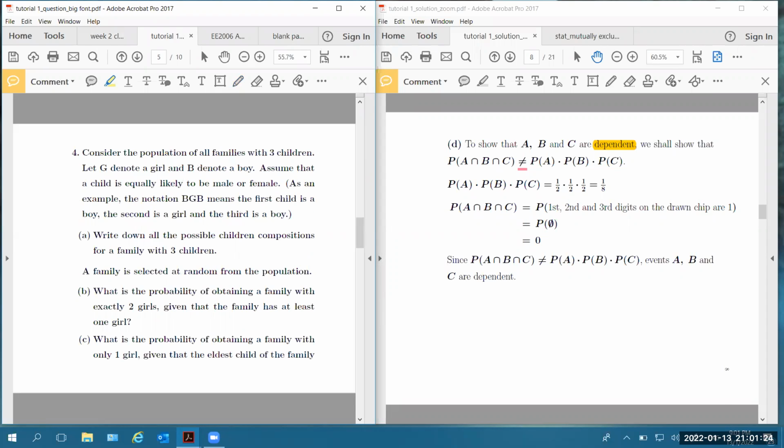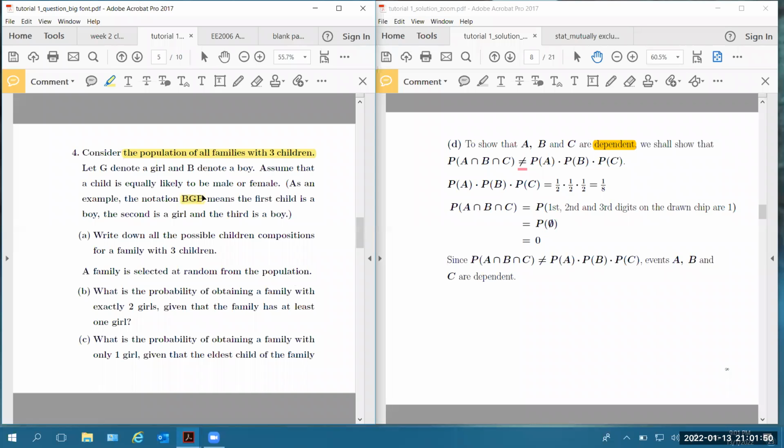Okay, let's go to this question here. Consider the population of all families with 3 children. Let G denote a girl, B denote a boy. Assume that a child is equally likely to be female or male. And then we'll use this kind of notation.